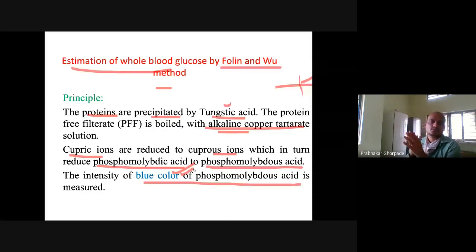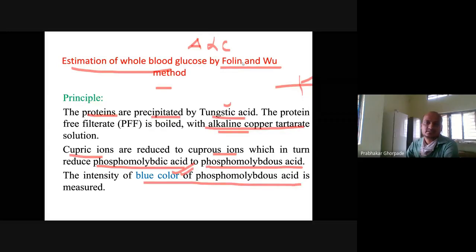What will it depend on? The blue color of phosphomolybdous acid depends on the amount of glucose. If you have more glucose, you have a more intense blue color. More intense blue color means more absorption, or a higher reading, and based on this reading you can tell there is more glucose. So it is directly proportional. We say that A is directly proportional to the concentration C. It means that as the intensity of the blue color increases, the concentration increases. So A is directly proportional to C. That is what it means.